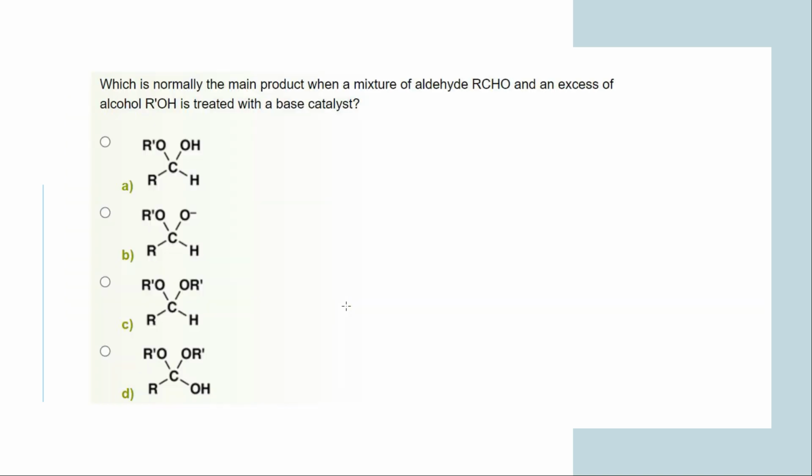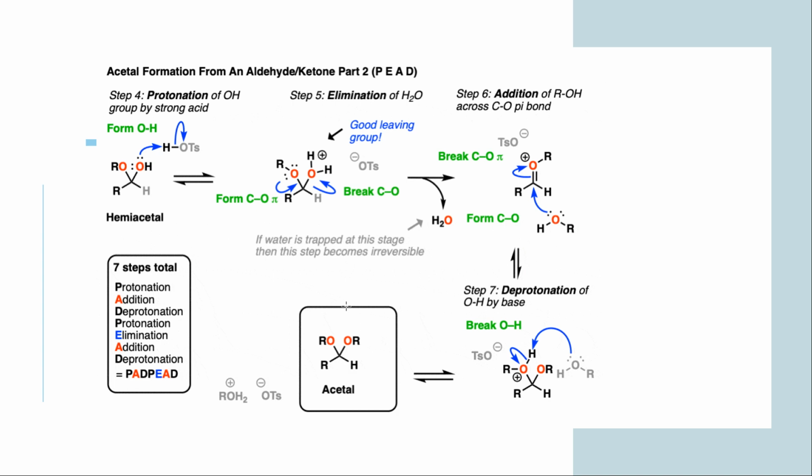Then next we have: which is normally the main product when a mixture of aldehyde RCHO and an excess of alcohol R-OH is treated with a base catalyst. So we have already seen that acetal was being formed in presence of acid catalyst. So now what will happen if acid is not present in the reaction mixture, which led to the formation of acetal? In this case, what will we get? Let us look at the mechanism that this reaction will follow in presence of base catalyst.